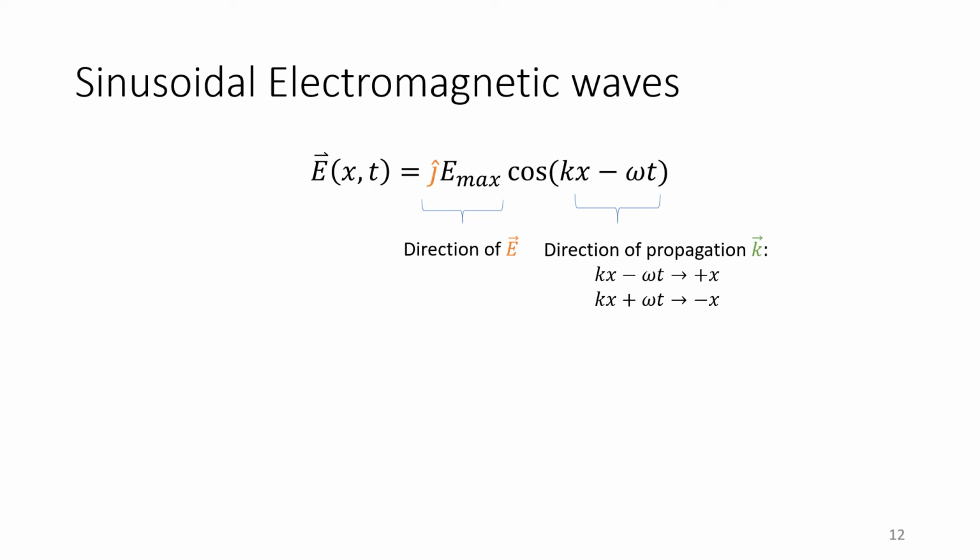The direction of propagation is indicated based on whether omega t is added or subtracted in the function. Since we have a subtraction, we know that it's going to propagate in the positive x, and we know that's in the x direction because that's what E is dependent on.